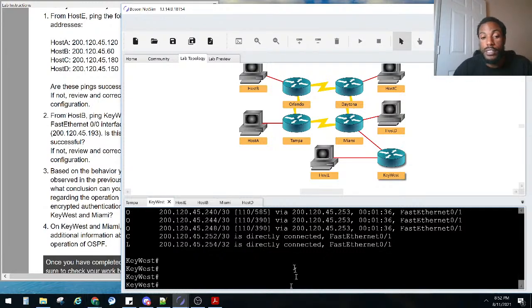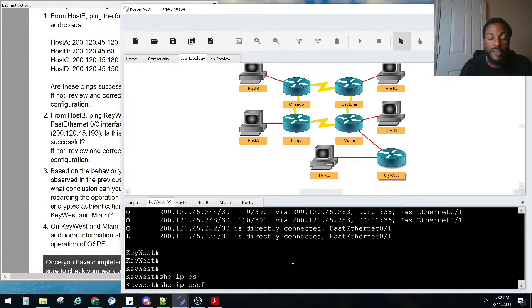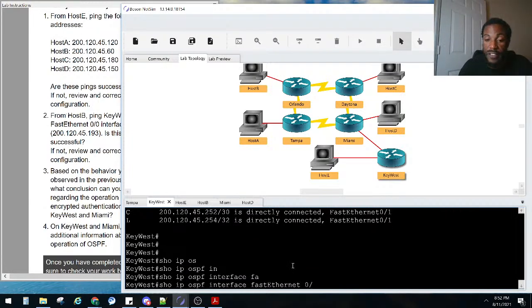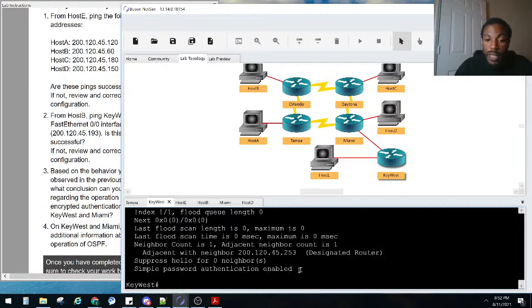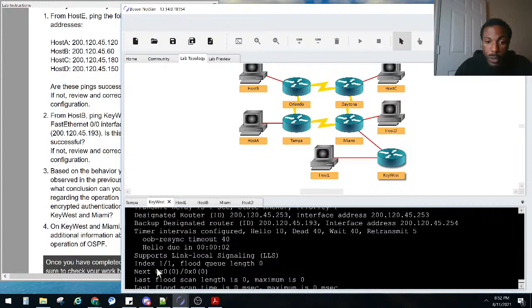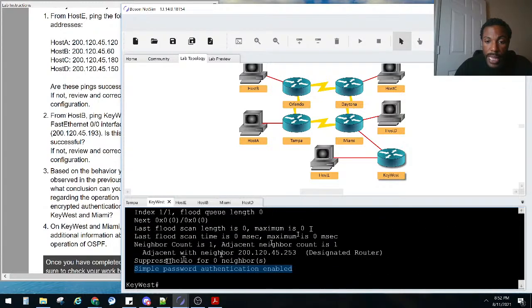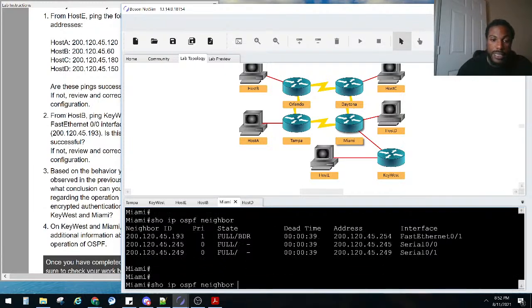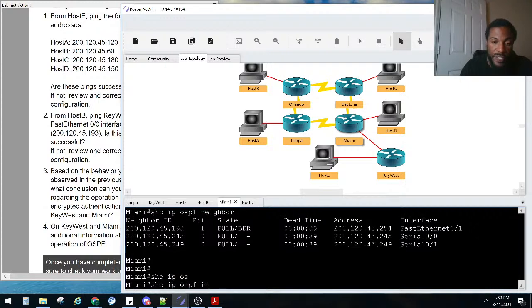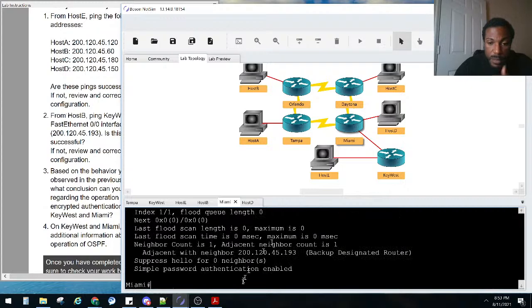Did you reboot yet? So let's do a show IP OSPF interface. The interface that's participating in OSPF is FA0/1. And we'll see at the bottom, same thing. It says simple password authentication is enabled. Interesting. It's supposed to be MD5. Let's see. Key West. Let's do Miami real quick. Show IP OSPF interface FA0/1. It says simple password. We did not set up simple password. I thought we set up MD5.